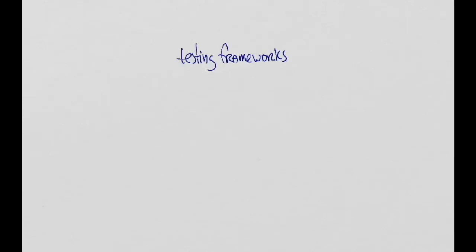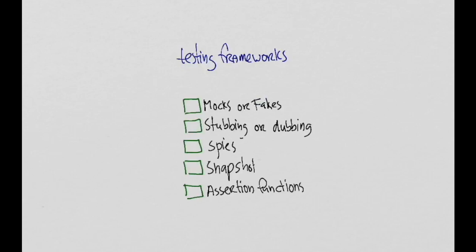To test your code, you can use a testing framework. Testing frameworks have some handy features that help you test your code, such as mocks and fakes for faking certain modules and behaviors; stubbing for replacing selected functions with other functions; spies, which provide information about functions, like how many times they were called; snapshots, which compare data structures to an expected one; and assertion functions, which make sure that test variables contain the expected value.